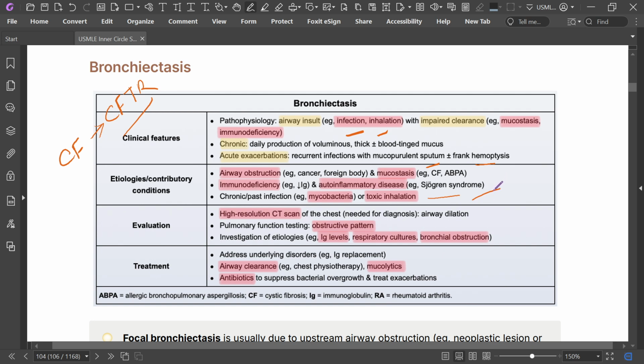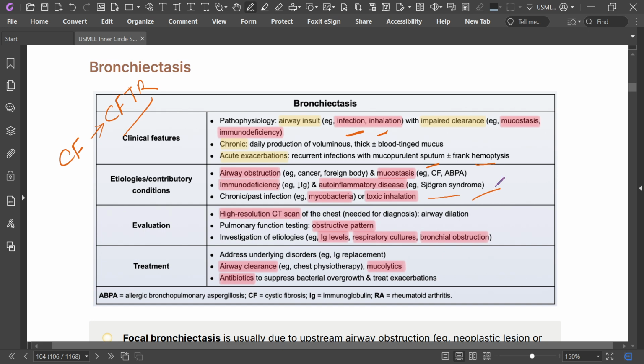So there are lots of things you need to remember for diagnosing bronchiectasis. It has lots of etiologies and lots of contributing conditions. If you find a case of cystic fibrosis, think about underlying bronchiectasis. If you find a case of Sjogren's, think about underlying bronchiectasis. If there is any other lung finding, how to evaluate? We can evaluate via high resolution CT scan.